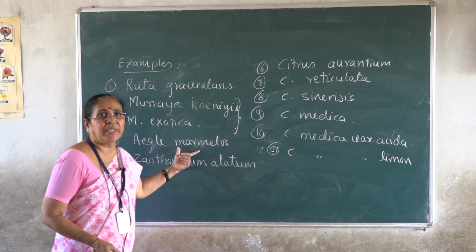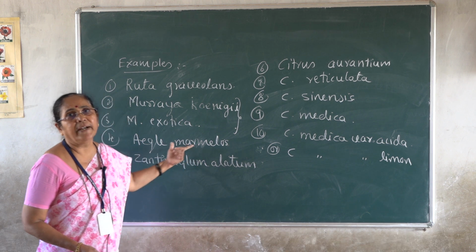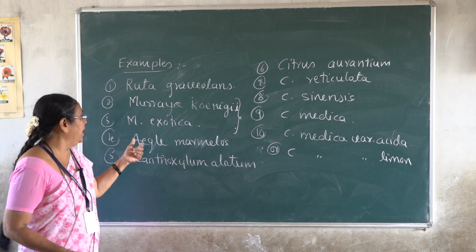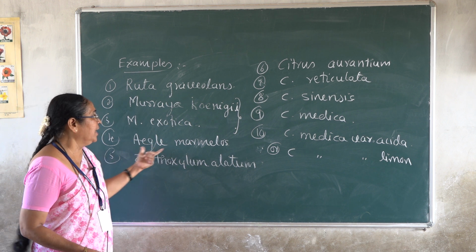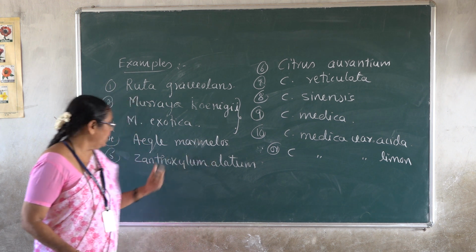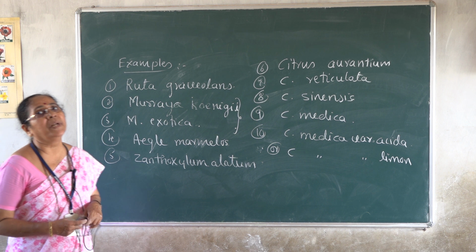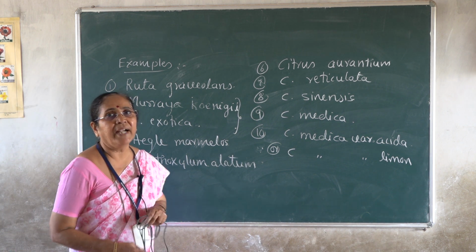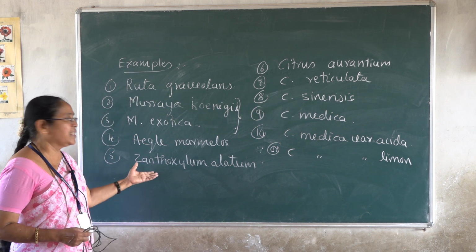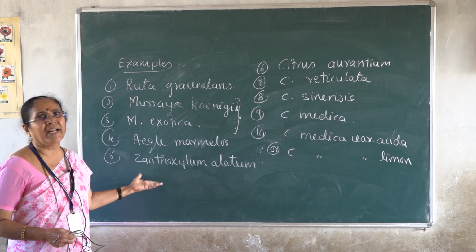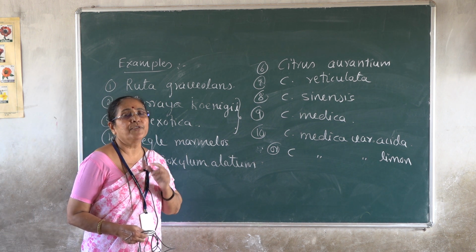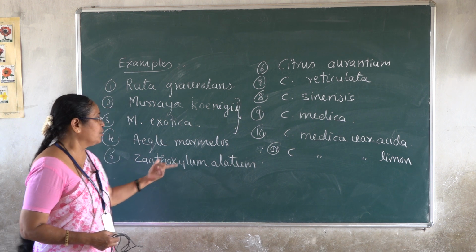Aegle marmelos is bael, one of the patri plants. Concentrate on the spelling, check the spelling. This is Aegle, A-E-G-L-E. So Aegle marmelos is bael. It is also one of the sacred plants and is of medicinal value. Zanthoxylum alatum is Jummunkai, and the fruits of this plant are used for various types of medicines, and against cholera and all. The fruits are highly fragrant, very small fruits, used as a condiment also. Zanthoxylum alatum.